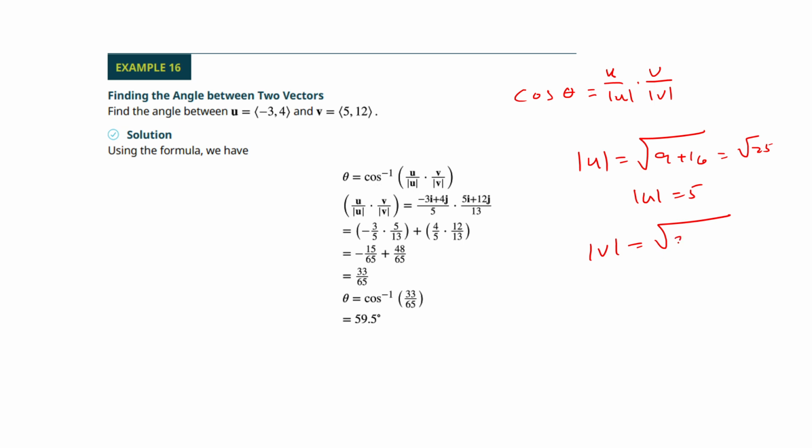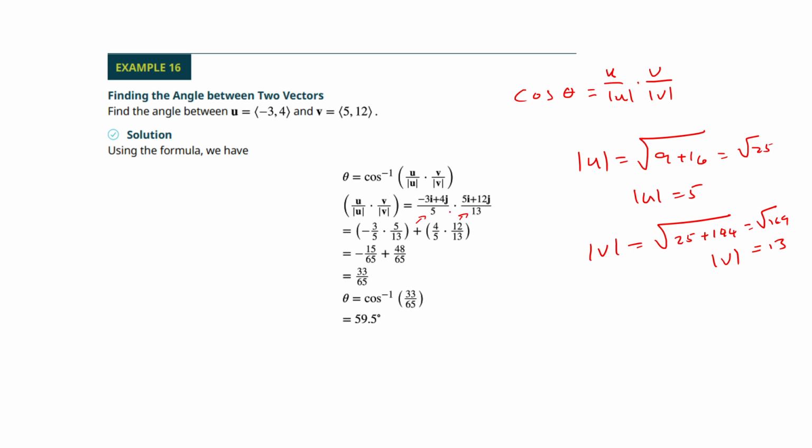So for v, this is going to be 25 plus 144, or the square root of 169, which is 13. Okay, so I have my two magnitudes. Now, we're going to divide them by their magnitudes. So u divided by its magnitude is here. v divided by its magnitude is there.